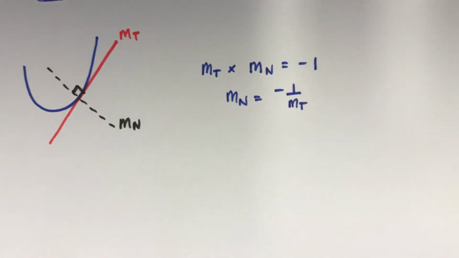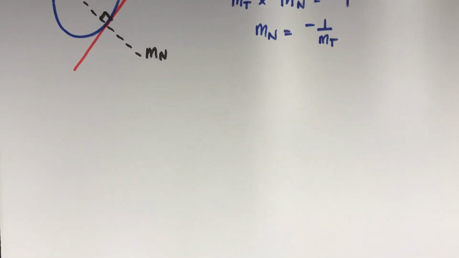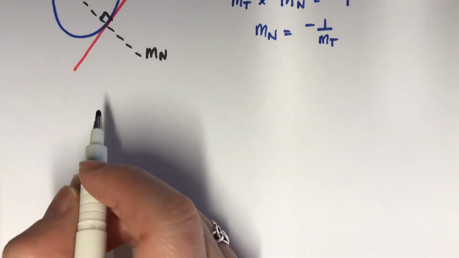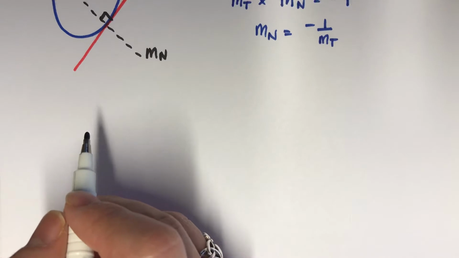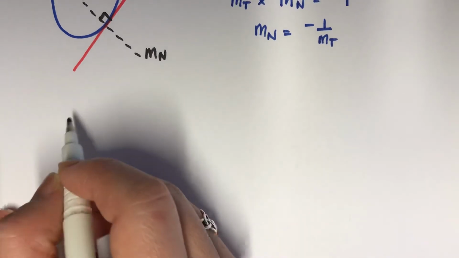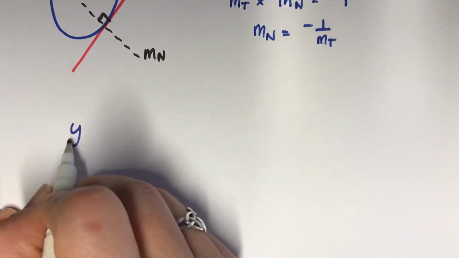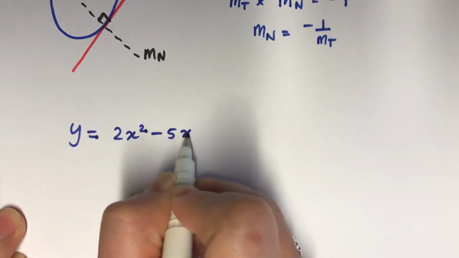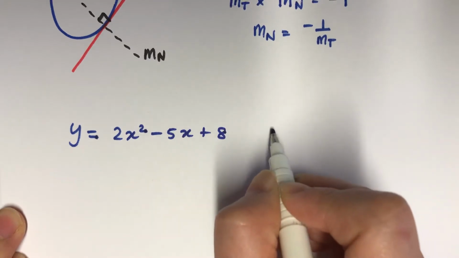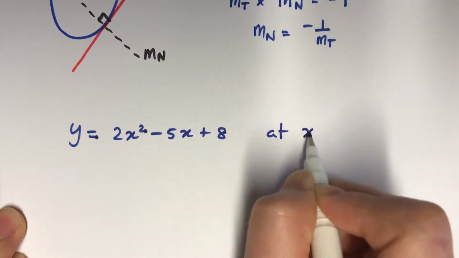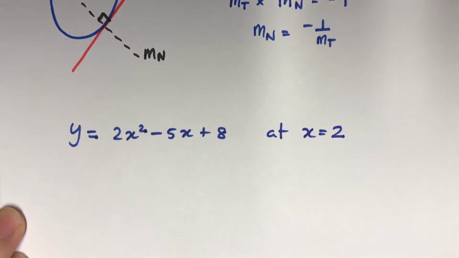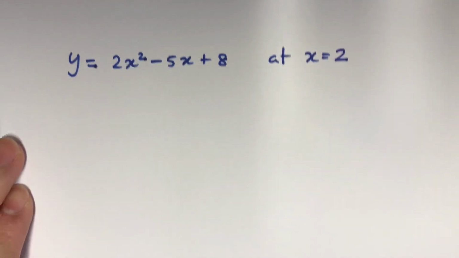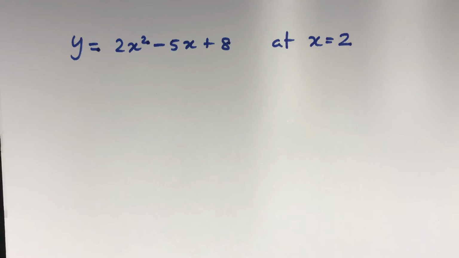All right, so the question we're going to do is finding the equation of the tangent and the normal to the curve, which is y equals 2x squared minus 5x plus 8, at x equals 2. Now you can just go ahead and find the dy/dx, and get so excited about this.